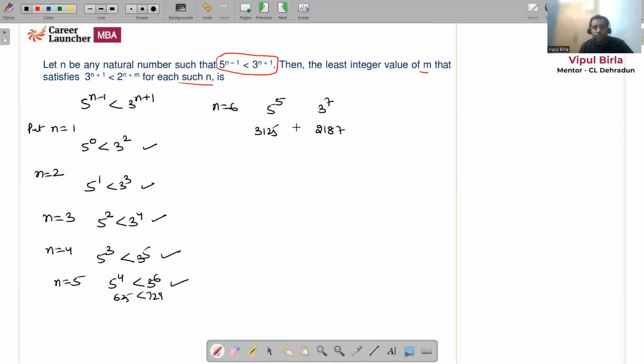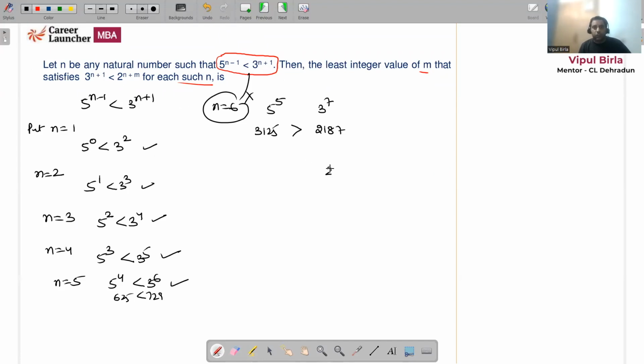Now this is greater. Hence, for n equals 6, this is not applicable. So that means the maximum value of n, being a natural number, is going to be 5. Now it says the least integral value of m such that this is satisfied.